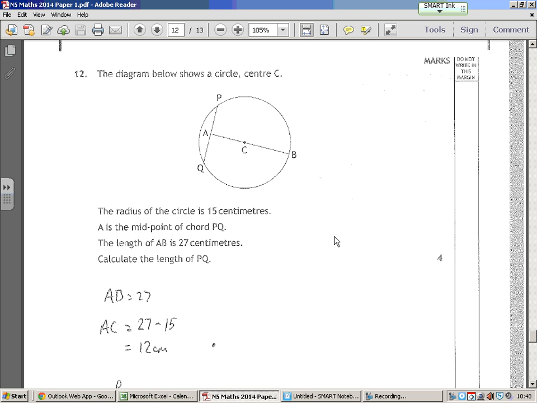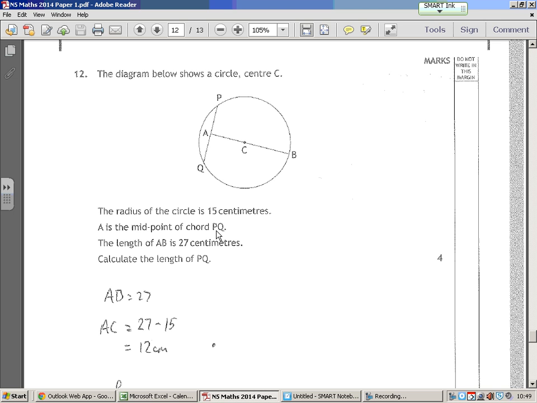Question number 12 is the classic Pythagoras in a circle question. If you've done a lot of revision, hopefully you'll be aware of that. Or if you're not aware of that, you need to do a lot of revision. The radius of the circle is 15 centimeters. So from C to B would be 15, because the radius is from the middle to the edge. C to P would be 15. C to Q would also be 15. Quite often in these questions we're given the radius, and we just have to understand that from the center to any point on the circumference will be 15.